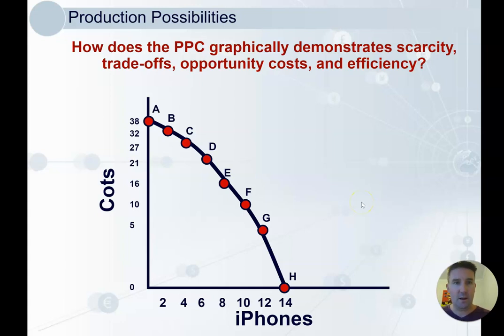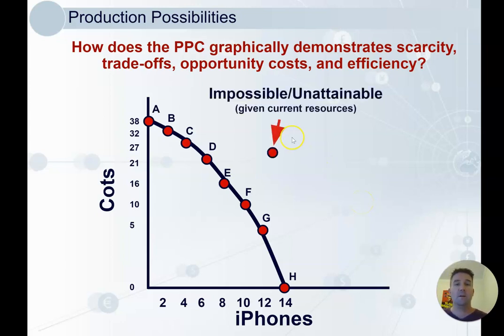Okay, so how does it show scarcity? Well, we don't have enough resources to make everything that we might want. We might want, what's that, like 25 cots and 13 iPhones? That might be what we want as a society, but we don't have enough resources to make them. It's not within our production possibilities, right? So that's an impossible or unattainable level out there.